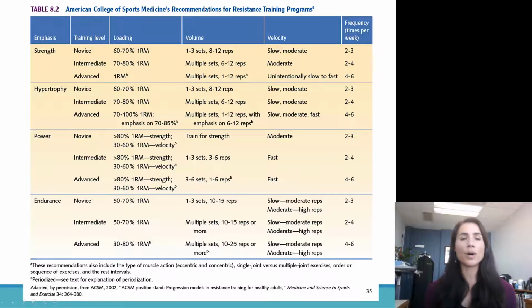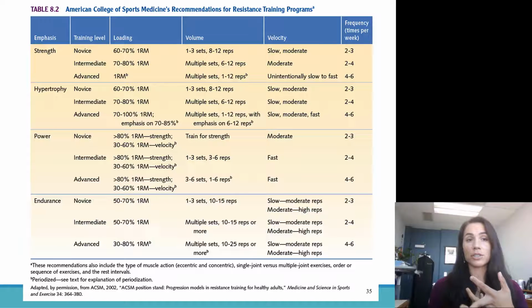Okay, so now I'm going to show you what ACSM uses for their recommendations for resistance training programs. What I like about ACSM is that not only do you have this different focus on emphasis, so strength, hypertrophy, and endurance, notice that ACSM also includes power, which is really great. They also include the different recommendations based on their training level.